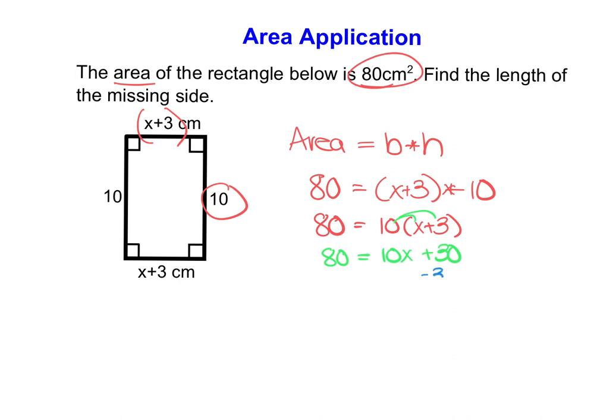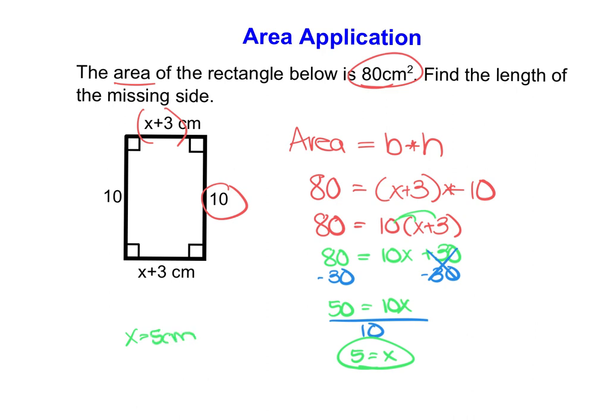I can then subtract 30 from each side so that these cancel out, and we're left with 50 is equal to 10x. I then can divide both sides by 10, and I end up with x is equal to 5. So I have x is equal to 5 centimeters as my final answer. And essentially, if I were to put that in here, I could do 5 plus 3 and find that my side length is equal to 8 centimeters.